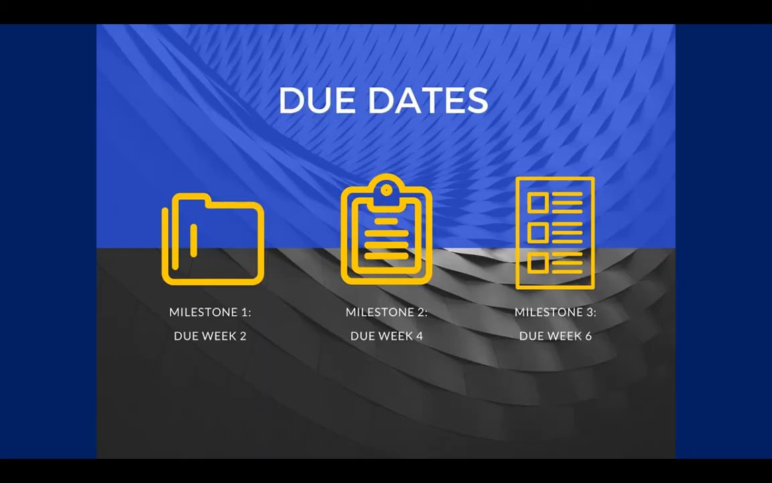Let's go over the due dates for these assignments. Milestone 1, as you knew, was due during week 2. Milestone 2, the trends, will be due during week 4. And it's during milestone 3 that you're going to put together the evidence portion of your paper.